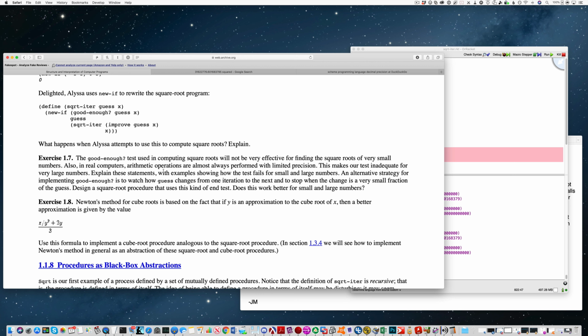Explain these statements with examples showing how the test fails for small and large numbers. Yeah, I've already been through that. An alternative strategy for implementing good enough is to watch how guess changes from one iteration to the next and stop when the change is a very small fraction of the guess. Interesting. Design a square root procedure that uses this kind of end test.